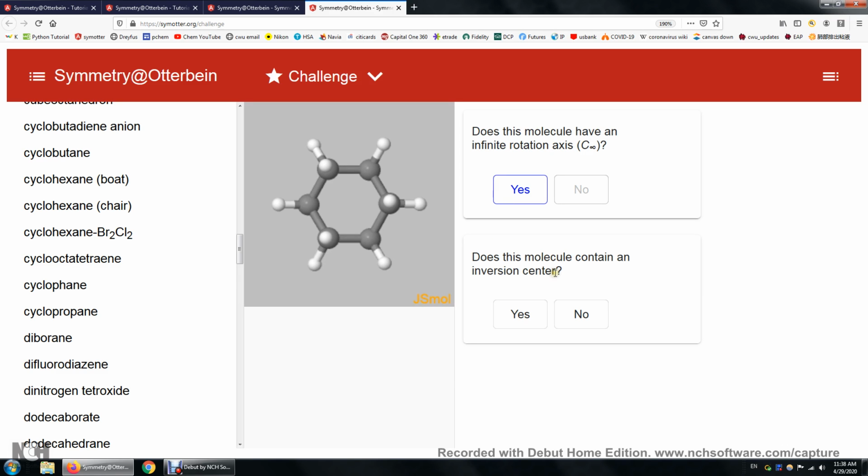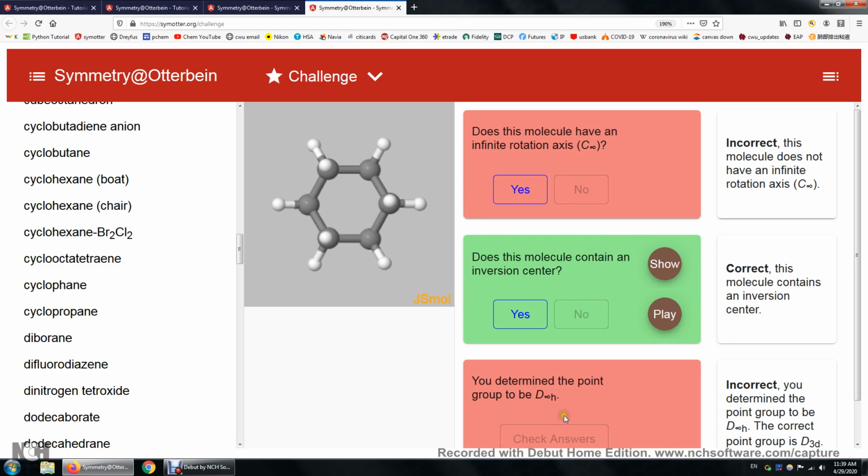Does this molecule contain an inversion center? If you have, let's say, a homonuclear molecule, H2, yes. And then it's going to be D infinity H. So H2, O2, Cl2, those are D infinity H. Also, CO2 has a D infinity H group, with the inversion center at the carbon atom. But if you check the answer, it's going to tell you it's wrong. Oh, actually, this is correct. It does contain an inversion center.